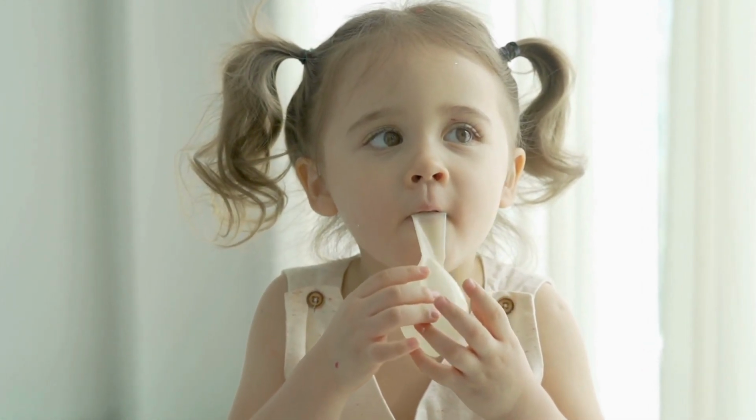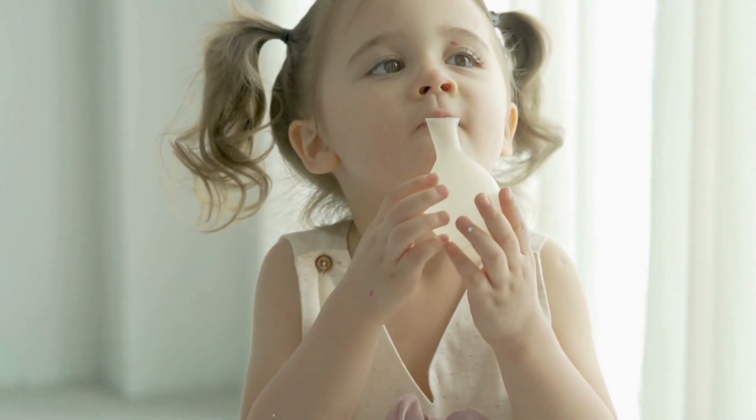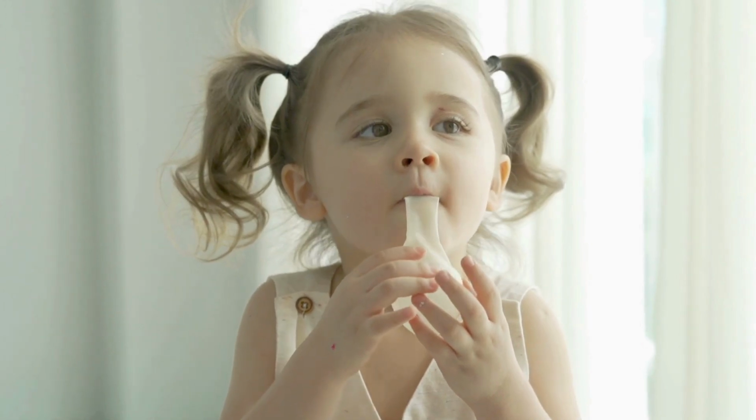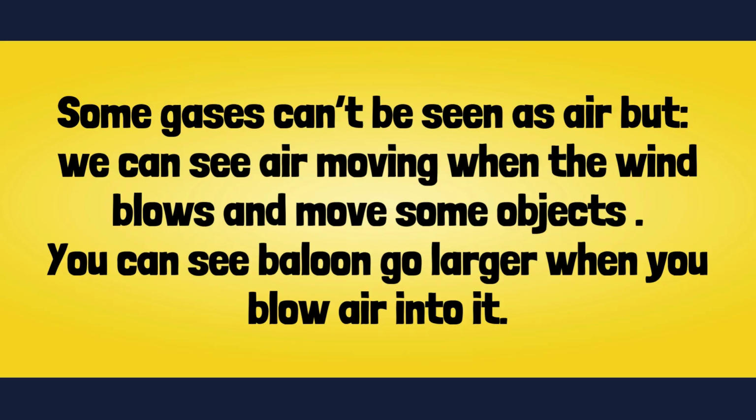Okay, this is an example, and we have another example, like when we blow a balloon. Okay, we have a balloon and we blow it, so what happens, it goes larger and larger. So that means that the air takes space inside the balloon and has mass. So we can't see some gases like the air, but we see the effect that the air takes place in the balloon, or it moves some objects.